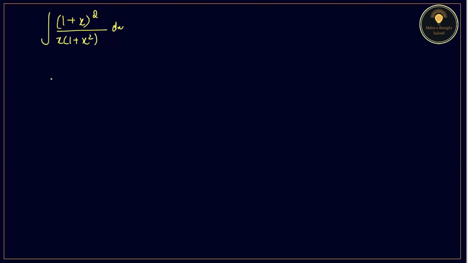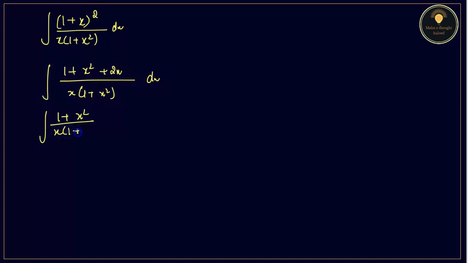In this integration, we have to find the value of (1 + x)² divided by x(1 + x²). So I will expand the numerator, that is equal to 1 + x² + 2x, and I will write the denominator as x(1 + x²) dx. So you will write (1 + x²) upon x(1 + x²) dx plus integration of 2x upon x(1 + x²) dx.